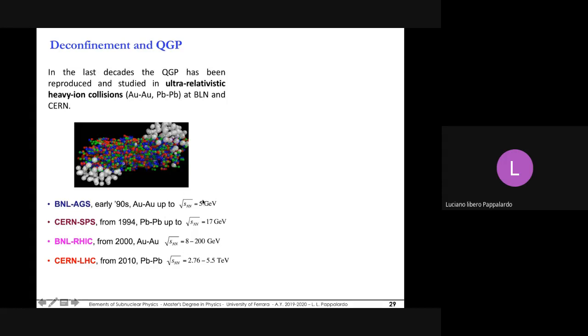So clearly, given the same volume, because you are always talking about very heavy nuclei, as soon as you increase the energy, you are also increasing the energy in the volume, so the energy density. And so moving this way, you are enhancing the probability of creating the quark-gluon plasma.